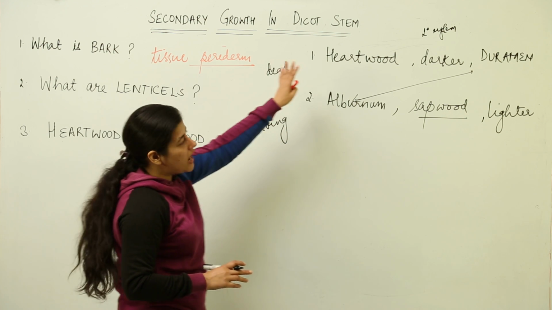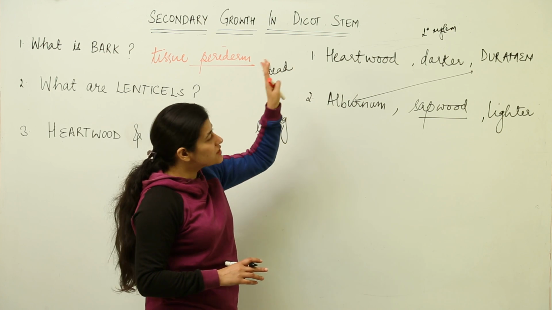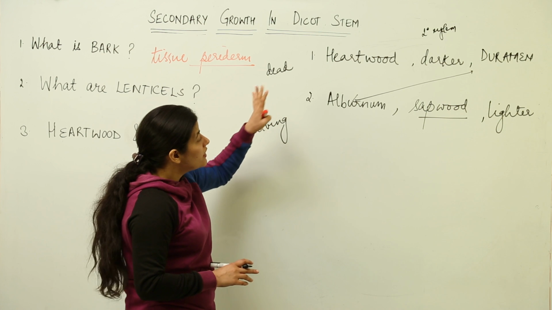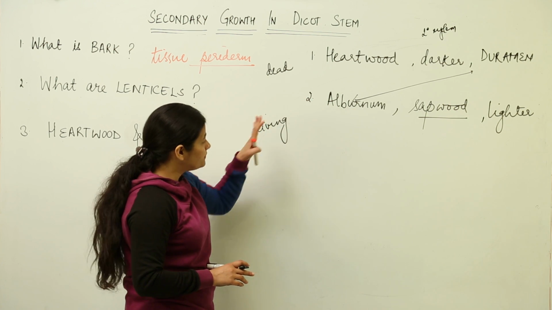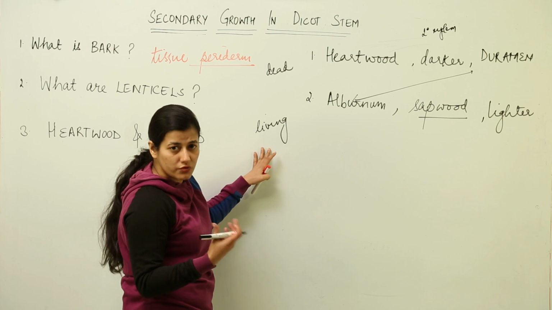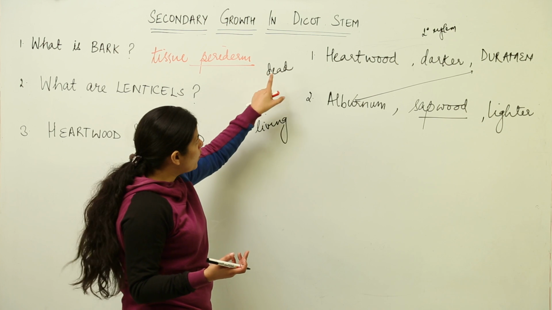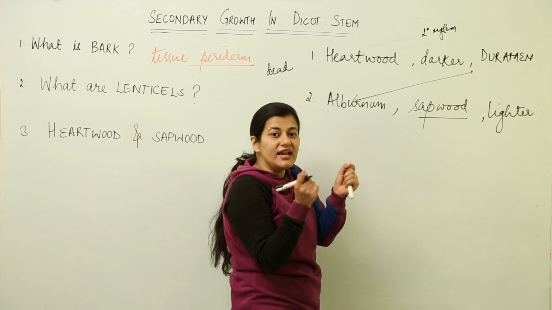Of course, heartwood would form the furniture of your houses because it is resistant to insect infestation and microorganism attack. The sapwood, which is lighter in color, otherwise known as alburnum, is having living cells. Most of its cells are living. This is having dead cells. And why is it darker in color? Because it is having dead cells which are highly crushed.